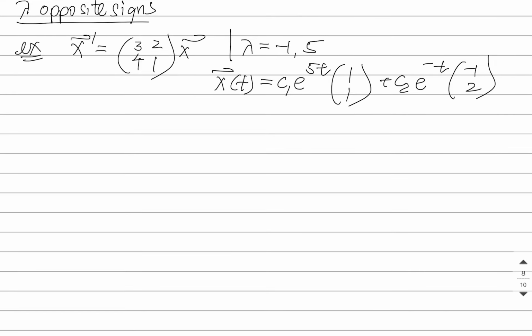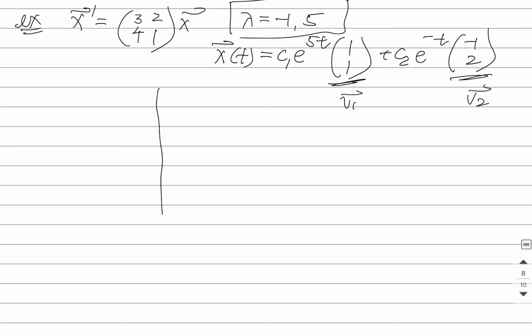Now, in this situation, we've got an example here, -1 and 5. We have our two fundamental solutions, and we get a situation like this. What's important is we study the eigenvectors. And in the case of the eigenvectors here, we've got two of them again, v1 and v2.